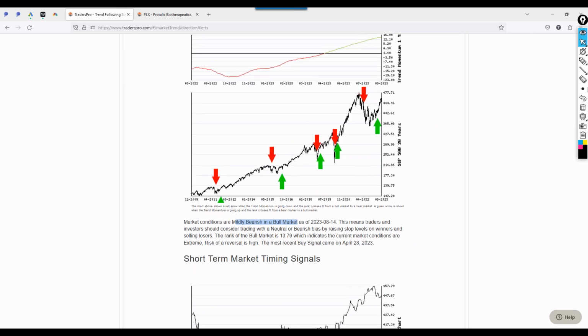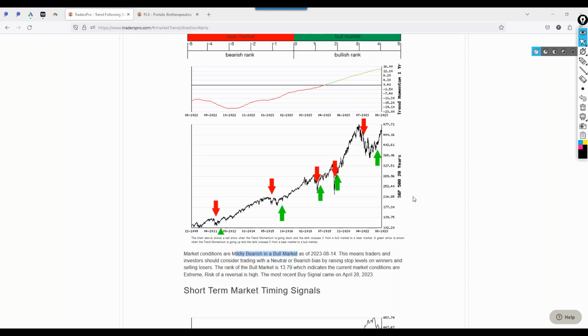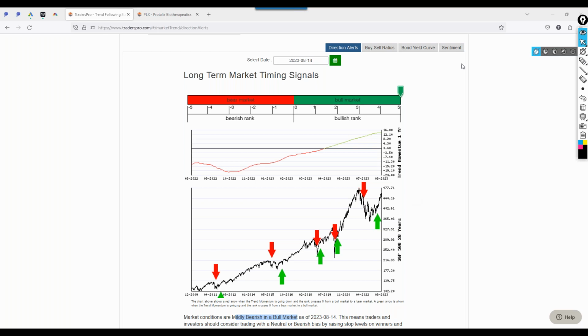That means that we're in a downtrend in a bull market. We're still in a bull market, a pretty nice one in fact, but we're just pulling back. We're retracing that. So we have mildly bearish. That sell signal is going to take us over to a bearish bias in a bull market. That means wait and see, wait for a pullback, wait for some confirmation.